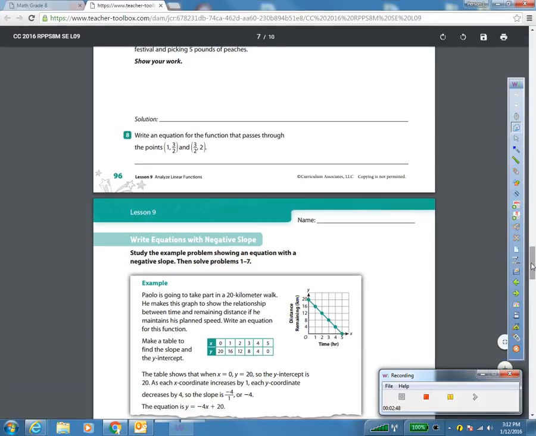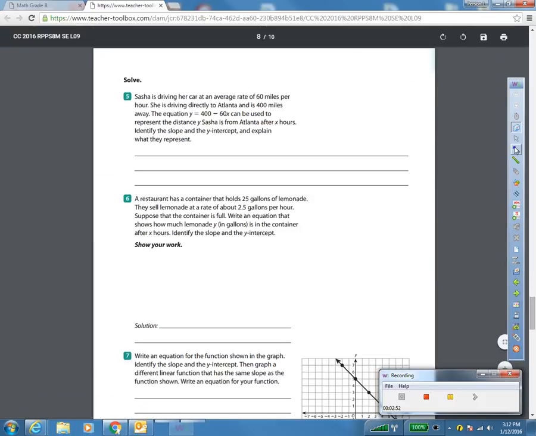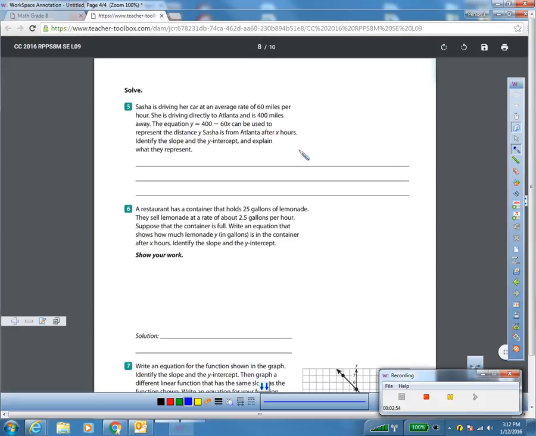Let's go to your last page here on your homework. So let's go to number 5. Sasha is driving her car at an average rate of 60 miles per hour. There's your slope. She is driving directly to Atlanta and is 400 miles away. So the initial value right there is 400. And for every hour, she's taking off 60 of those miles.